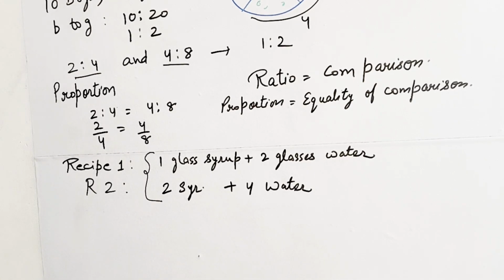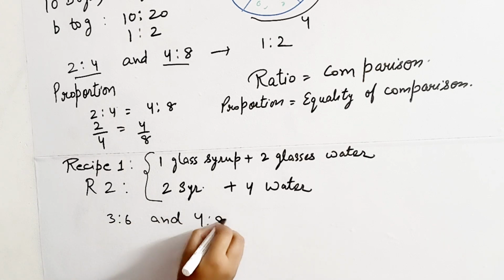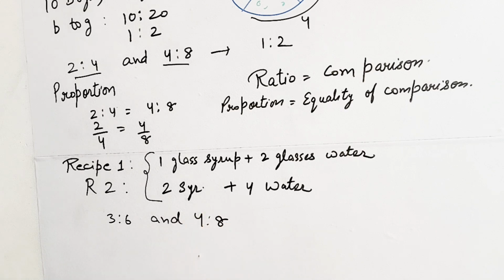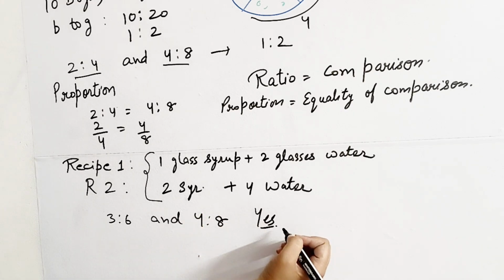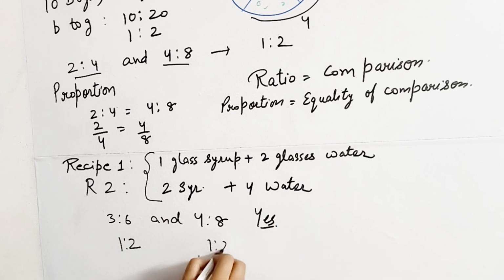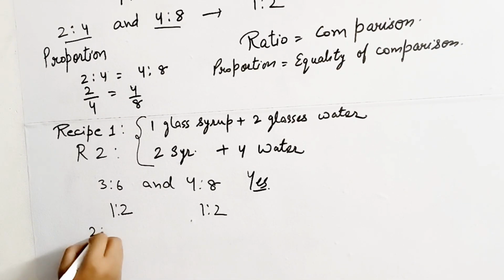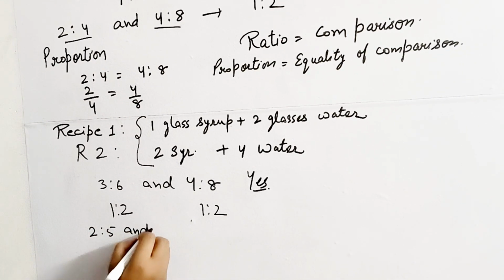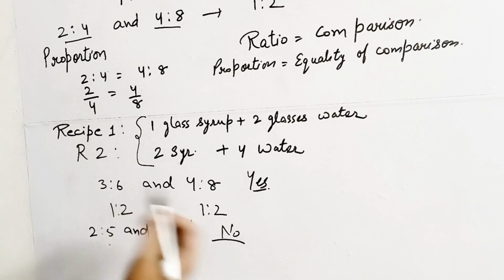Now let's test quickly. 3:6 and 4:8. Are they in proportion? Yes, because both simplify to 1:2. This is also 1:2. What about 2:5 and 3:5? No, because they have different ratios.